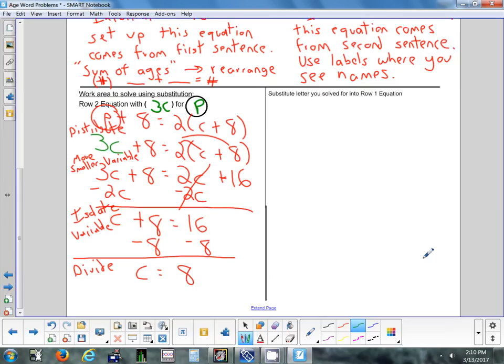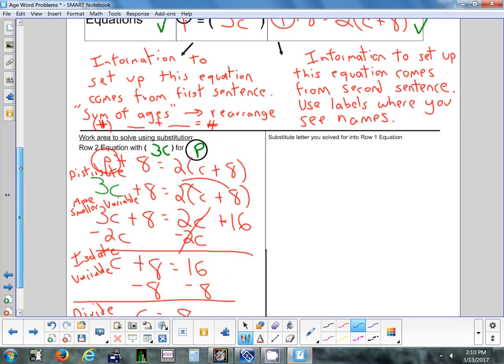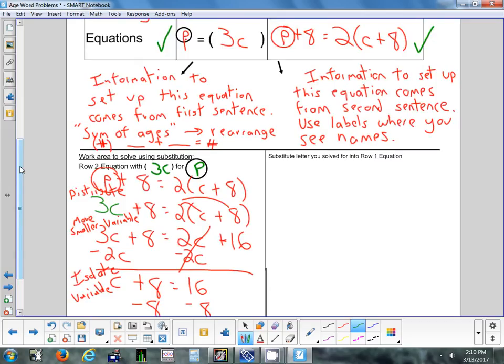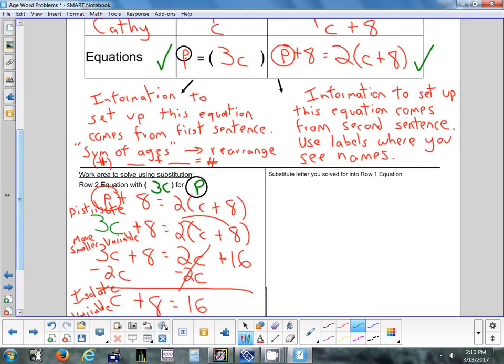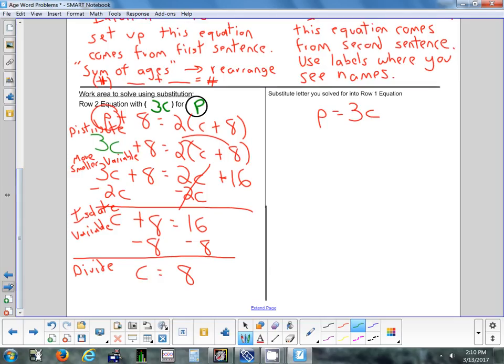Now, Kathy, the letter that I just solved for, I'm going to substitute into the row 1 equation. Here's my row 1 equation, right here. What was my row 1 equation? P equals 3C. That's my row 1 equation. I just wrote it down here. It says substitute. I'm going to substitute the letter I just solved for. What letter did I solve for? I just solved for C. Here it is.